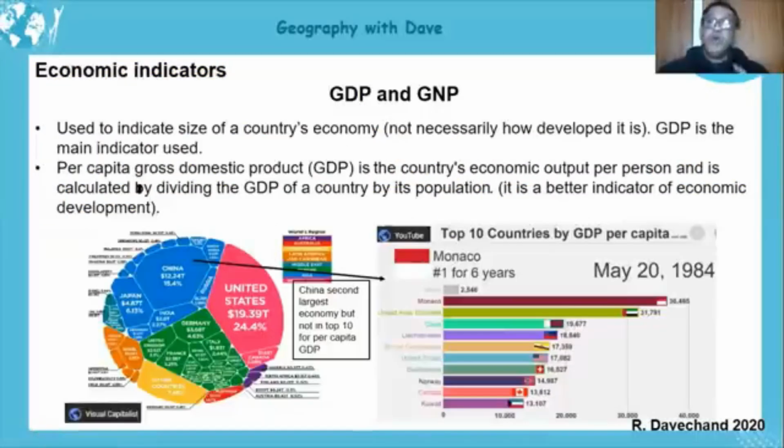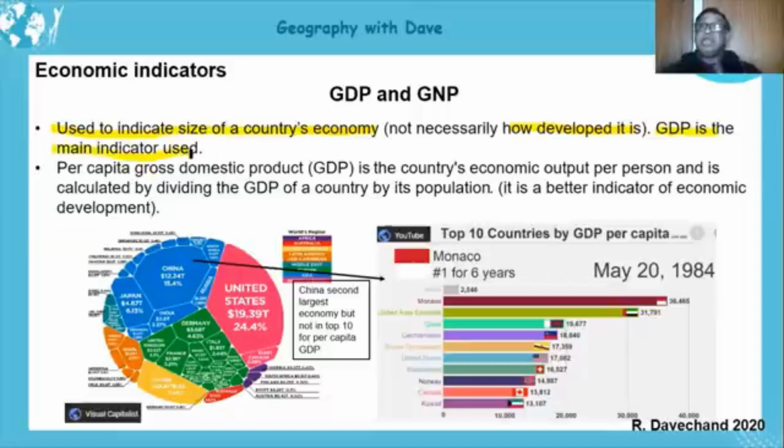What we must note, learners, is that these are used to indicate the size of a country's economy. Generally always used for development, but the size of a country's economy, not necessarily how developed it is. I'll show you examples just now. The GDP is the main indicator. More than the GNP, the GDP is used.